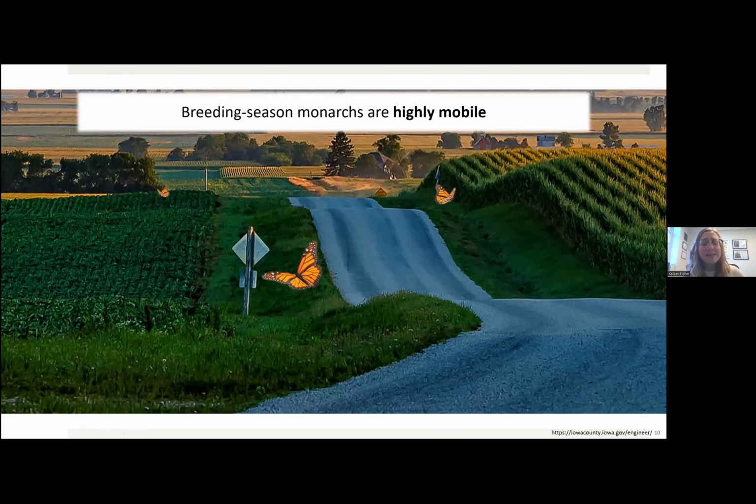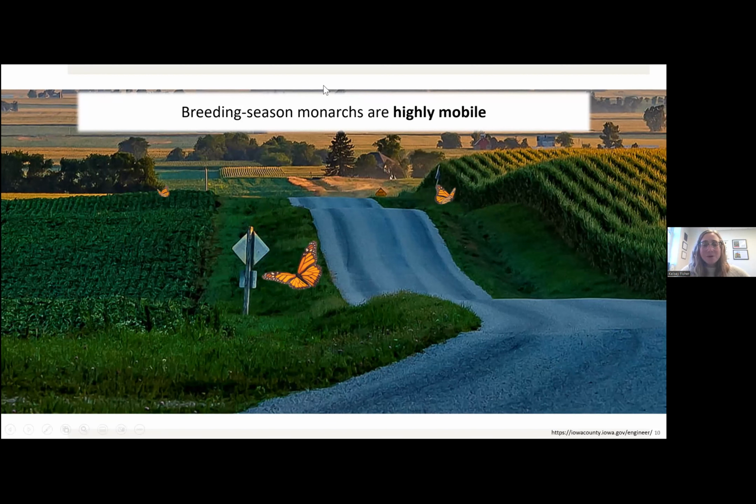So some basic biology things we need to think about with the monarch butterfly when we see it in the summer, which is the breeding season, is that monarch butterflies are highly mobile. If you see monarchs on your property, it's very likely that those butterflies will not be staying on your property very long. They fly around a lot, and they tend to just kind of spread out over the whole landscape.